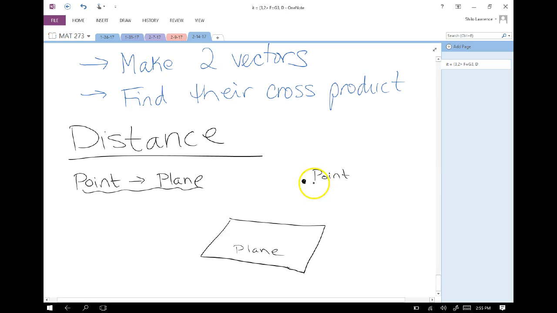Technically, I can connect that point to the plane anywhere on the plane, and all of the distances would be different. We're just looking for one answer, and we want the answer to be consistent with everybody. So the shortest distance is technically what we're looking for, and the shortest distance is going to be the distance that is perpendicular to the plane. So we're going to go straight down.